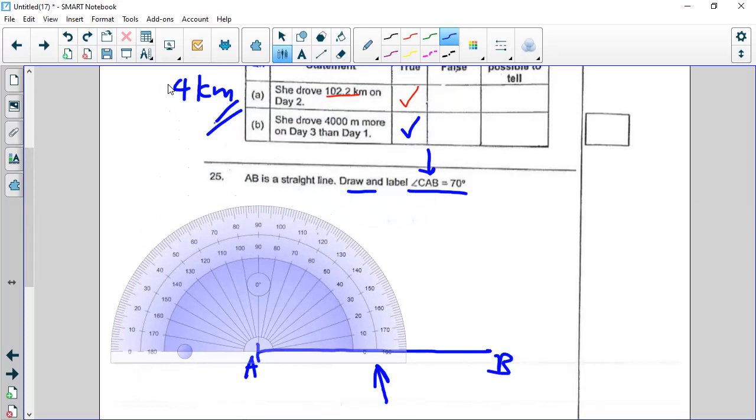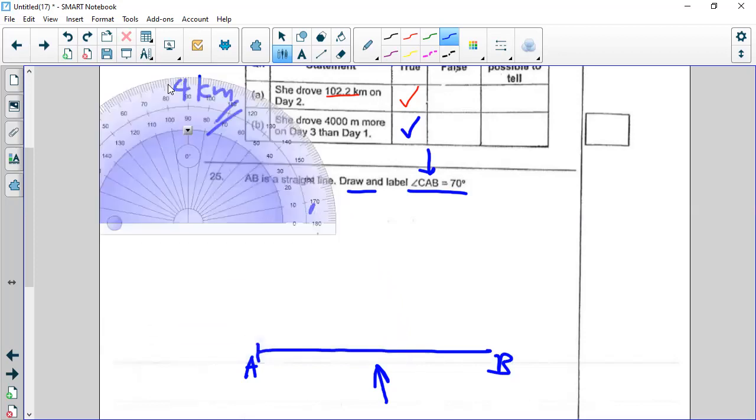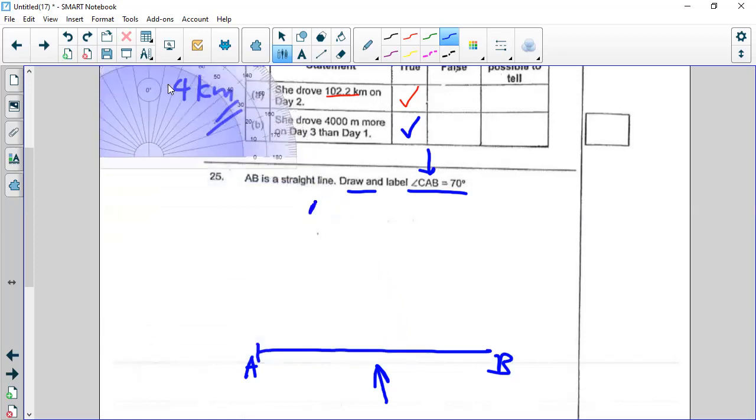Start counting 0, 10, 30, and you will see 70 here. Okay, 70. All right, so you have to look at the right 0, which is on the right side, because the line is on the right side of the protractor. And then finally, take your ruler and join using a ruler, and then label, and then put the angle in the middle. You have to write the angle. Any letter missing, any number missing, minus marks. Okay, all right, so let's move on.